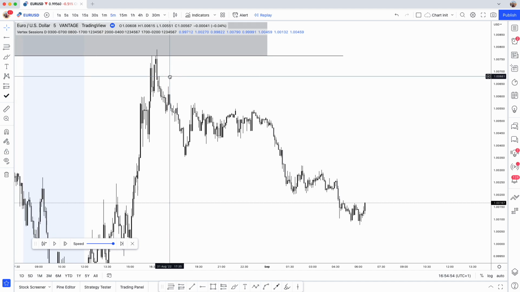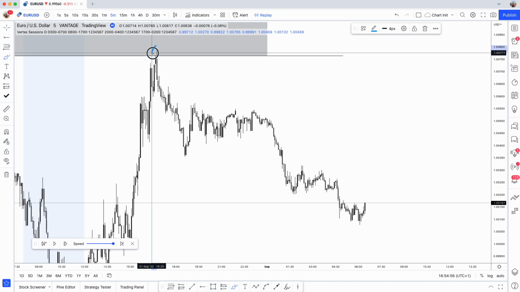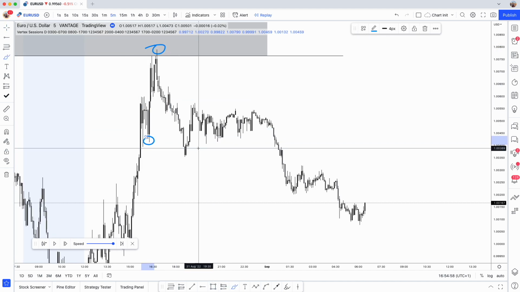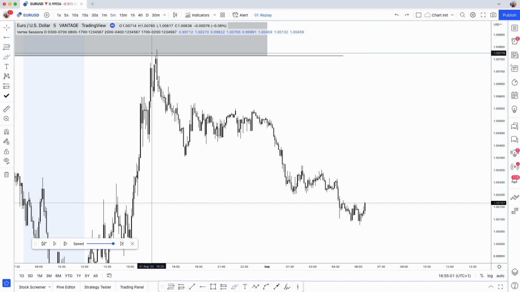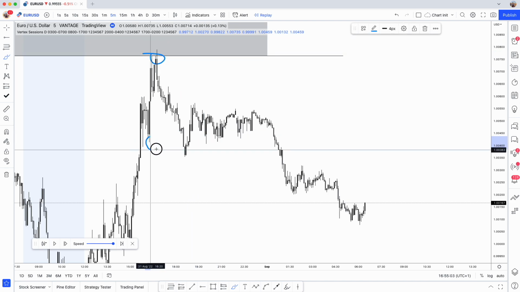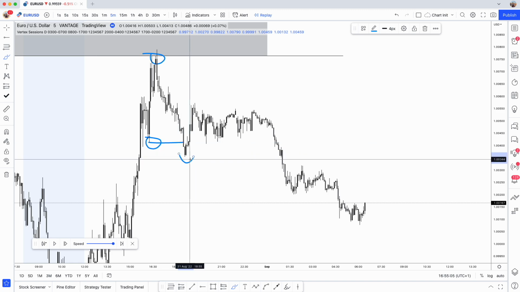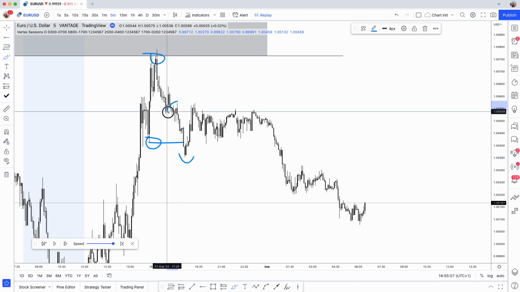Oh, what have I done there? Okay, in this case, what we have is our 5-minute high, 5-minute low, and we have a breaker structure. This breaker structure has come from this high here.